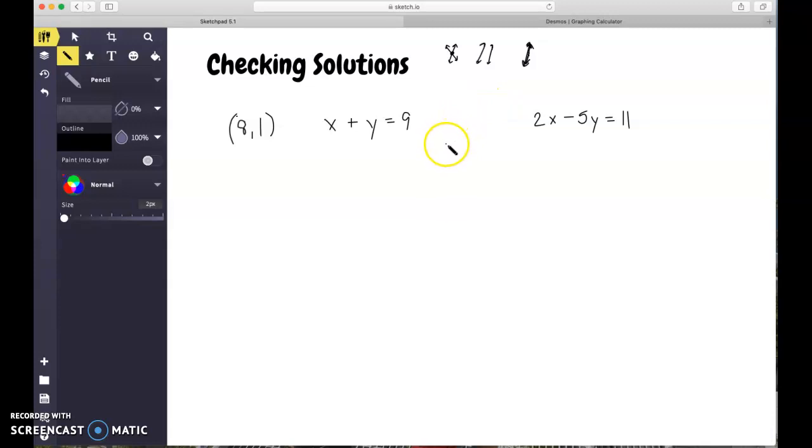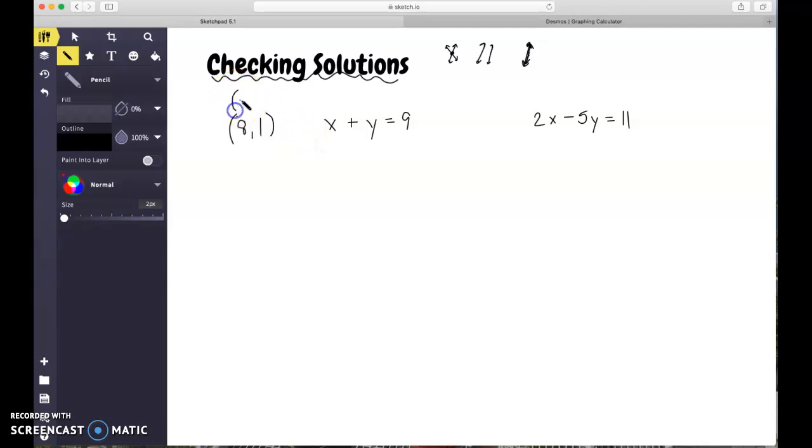Today, our first section is how, when you're presented with a solution to a system of two linear equations, you check that solution. Notice here we're given the coordinate pair (8, 1). Our first equation is x plus y equals 9, and our second equation is 2x minus 5y equals 11. All we're going to do is take that point, (8, 1), and plug it into each of our equations to test to see if we get a true statement.